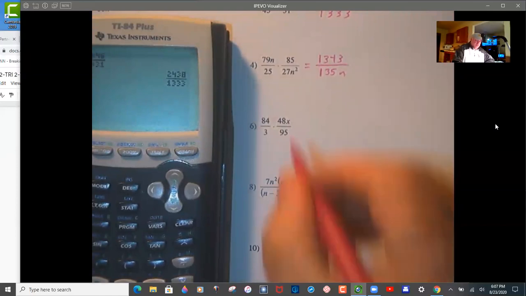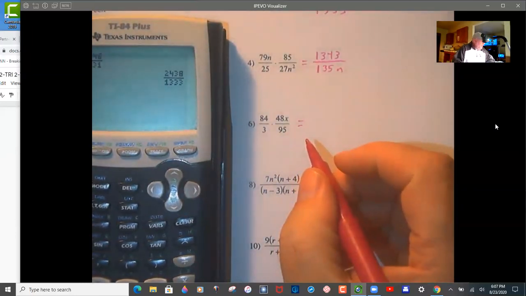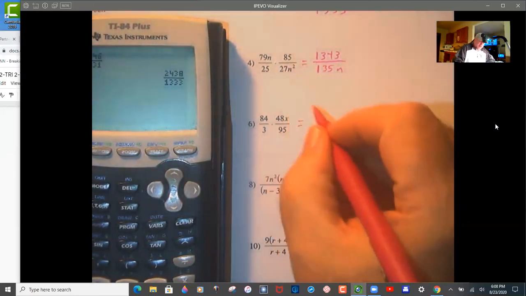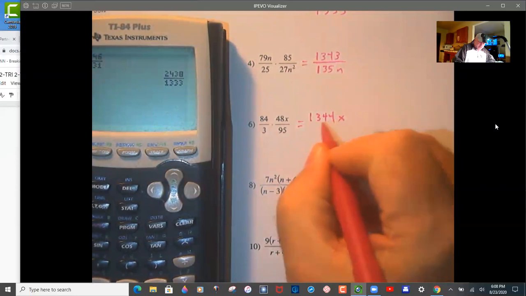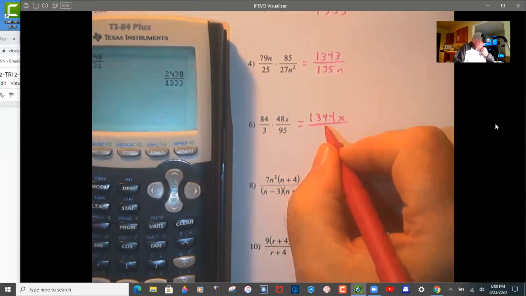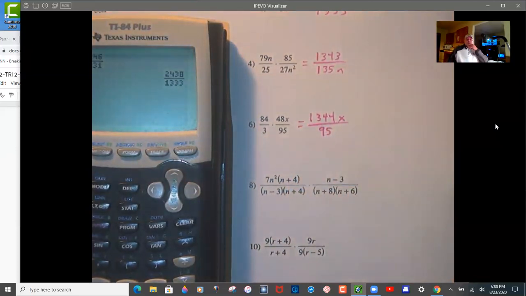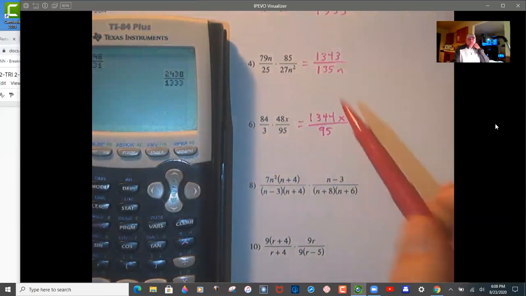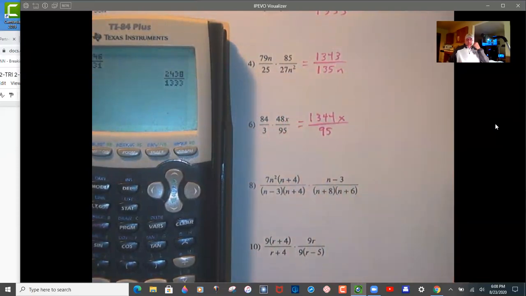So number 6, same thing. You are looking to simplify 84 times 48 over 3 times 95. So 1344, and then just the x, that doesn't simplify with anything, over 3 times 95. Simplified will be just a 95. So there's some obvious canceling in there. The 3 would go into the 48 16 times, and then 84 times 16 is 1344.